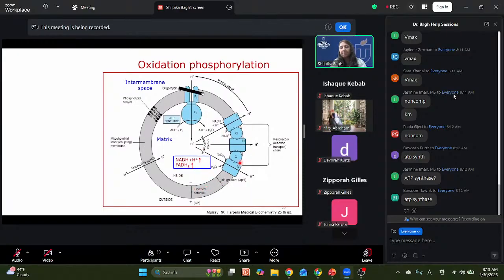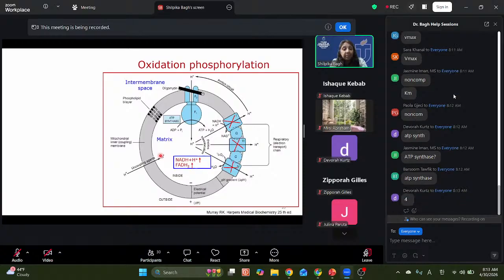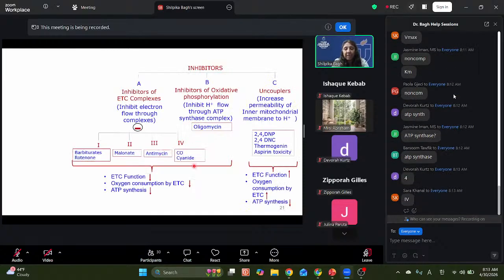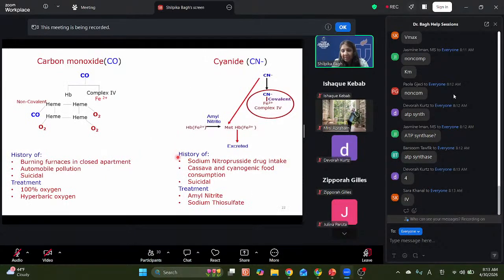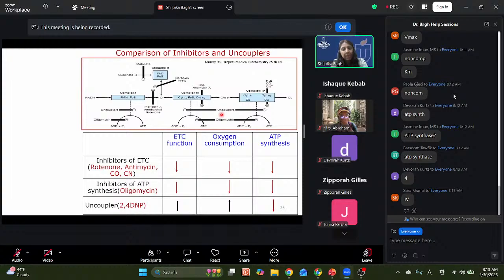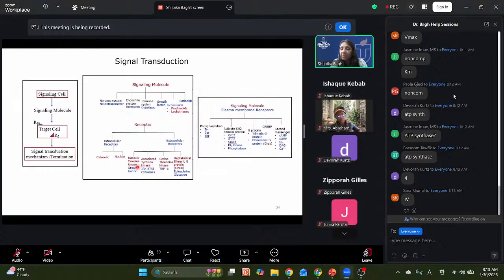Then we talked about the inhibitors. Some inhibitors inhibit complex 1, 2, 3, 4. Some inhibitors inhibit complex 5 and some were uncouplers. Where did we do carbon monoxide and cyanide poisoning? Complex 4 inhibitors, we clearly identified them. How are they different? Carbon monoxide reversibly binds to complex 4, cyanide irreversibly binds to complex 4. That's why carbon monoxide can be reversed, cyanide cannot be reversed, right? So we identified carbon monoxide and cyanide as inhibitors of complex 4.